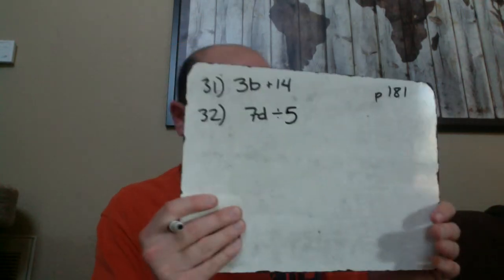Okay, the next one's saying evaluate if x equals 5. So we got to plug it in. So 33, we have 5x plus 12. So what that means is 5 times whatever x is plus 12. X is 5, so 5 times 5 is 25, plus 12 is 37. 34. 20 minus 2x. Well, again, that 2x, they're next to each other, that's multiplication. 2 times 5 is 10. 20 minus 10 is 10.